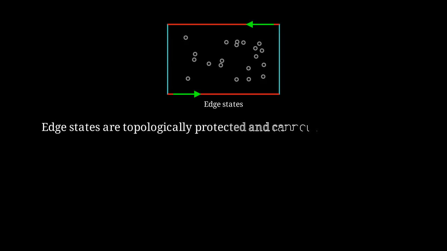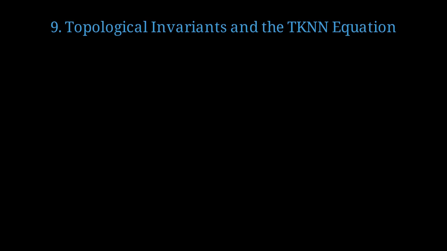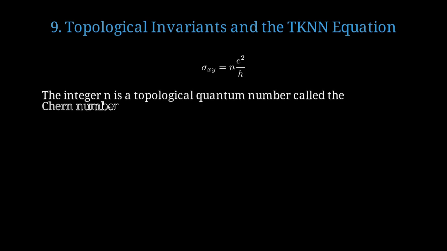These edge states are topologically protected, meaning they cannot be scattered by impurities or defects. The mathematical explanation involves topological invariance, as shown by Thouless, Kohmoto, Nightingale, and den Nijs. The Hall conductivity sigma xy equals n times e squared over h, where n is a topological invariant. The integer n is not just any number, but a topological quantum number called the Chern number.